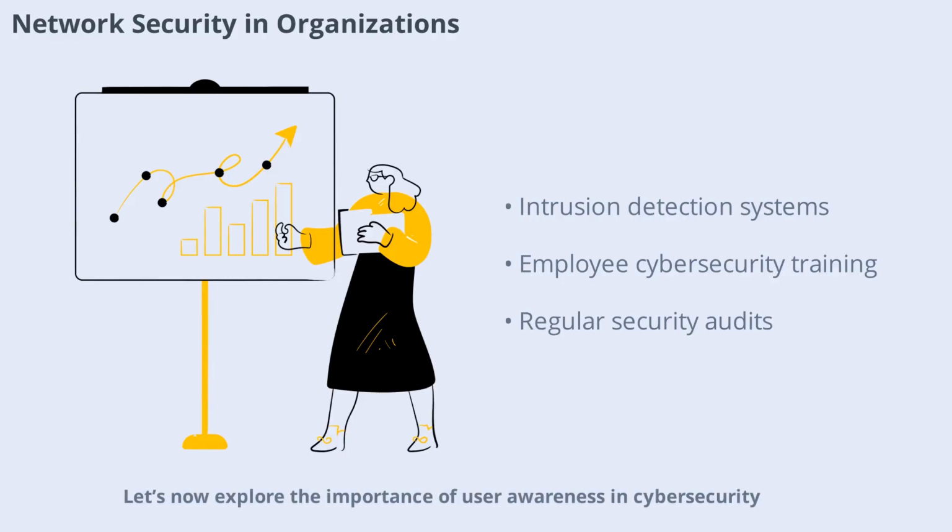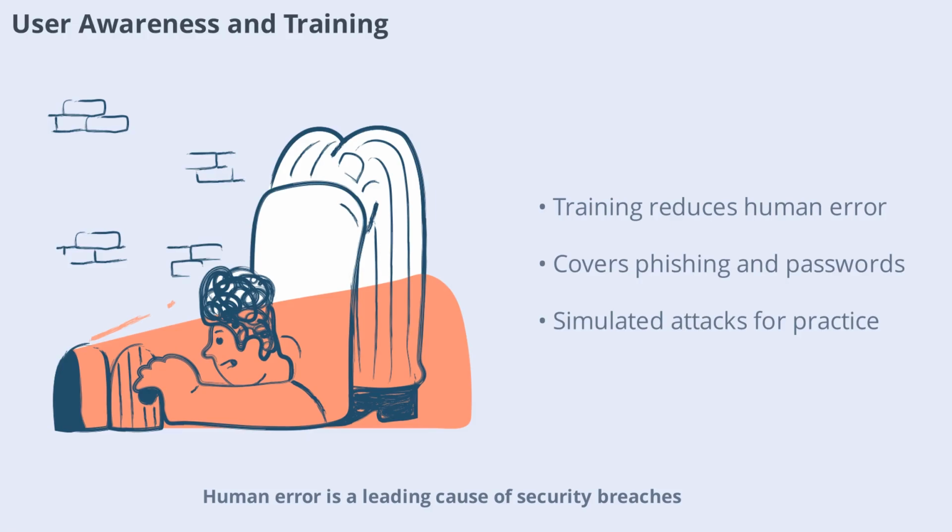Let's now explore the importance of user awareness in cybersecurity. Human error is a leading cause of security breaches. That's why organizations invest in cybersecurity training for employees. Training covers topics like recognizing phishing, creating strong passwords, and reporting suspicious activity. Regular reminders and simulated attacks help keep security top of mind. An informed user base is one of the best defenses against cyber threats.